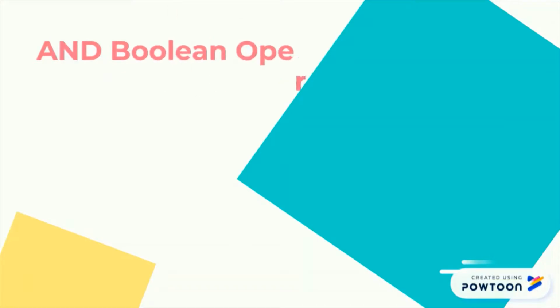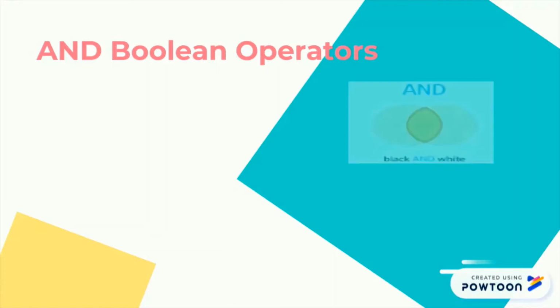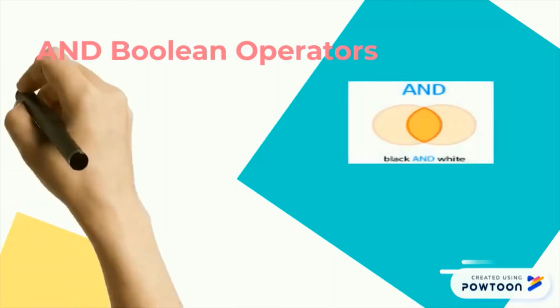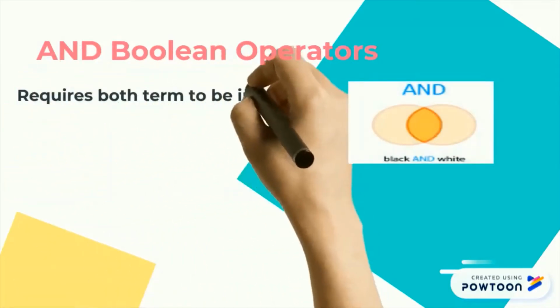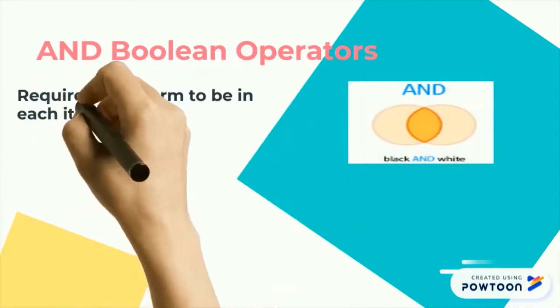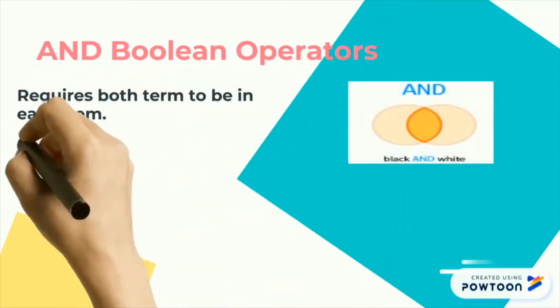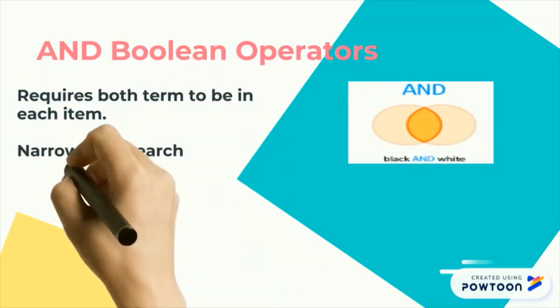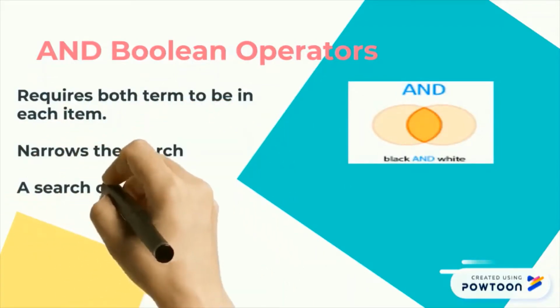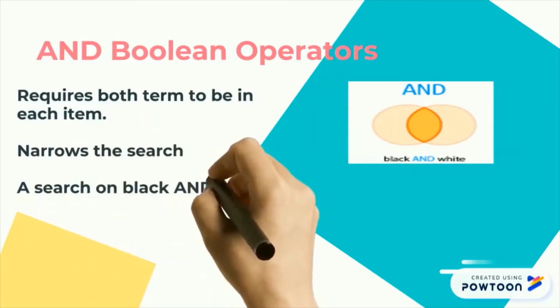Use quotation marks to group phrases together. For example, diabetes mellitus phototherapy: put quotes around those words. The AND Boolean operator is used to find articles that mention both of the research topics. A search on black and white includes results containing both black and white.